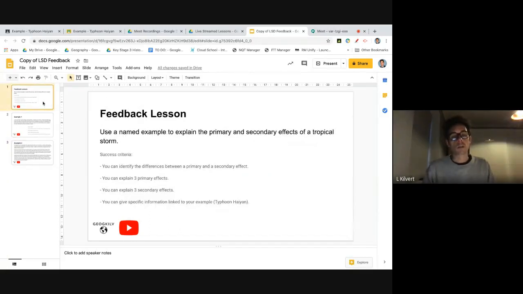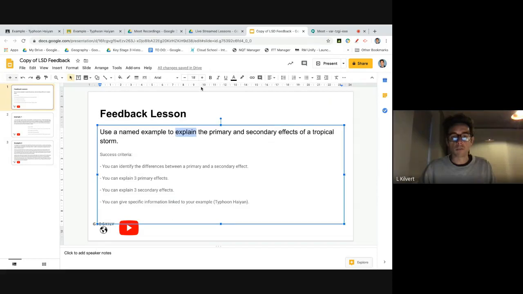So the question that you guys were going to get feedback on was this: use a named example to explain the primary and secondary effects of a tropical storm. When I did the lesson, we went through that process that we go through all the time. We boxed our command word, which was explain. I'm going to highlight that word explain now, because if we know that the command word is explain, we know that we need to be using lots of connectives in order to answer our question.